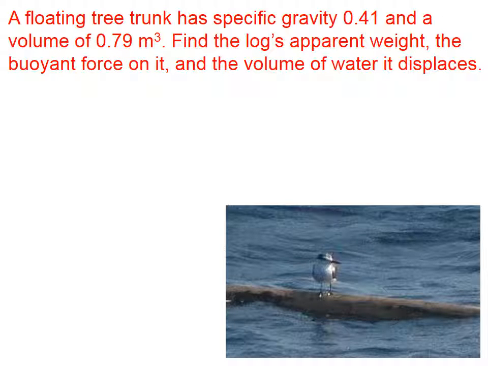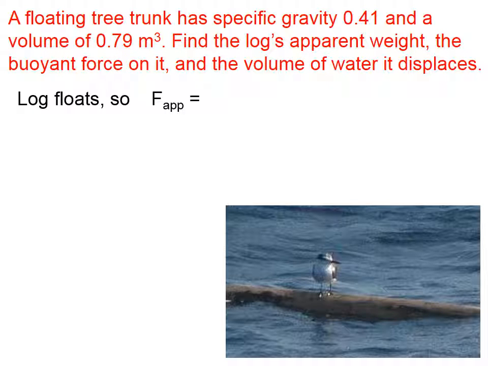We've got a tree trunk with a specific gravity. Not surprisingly, it's less than 1 because typically wood floats, and anything with a specific gravity less than 1 is going to float in water. And there's the volume of the tree trunk. Let's find the log's apparent weight, the buoyant force on it, and the volume of water it displaces.